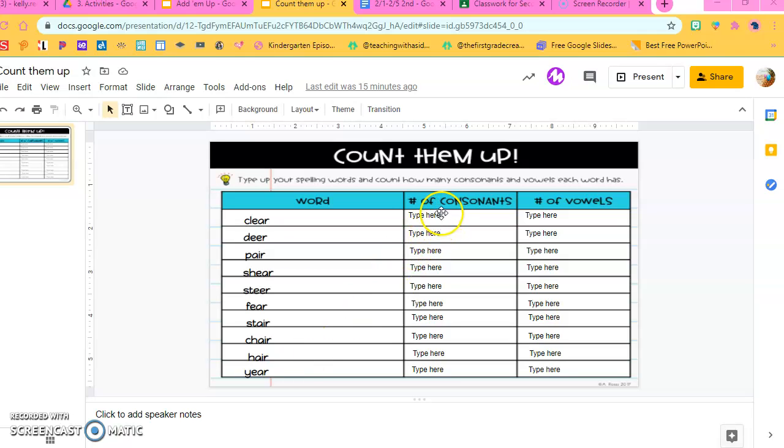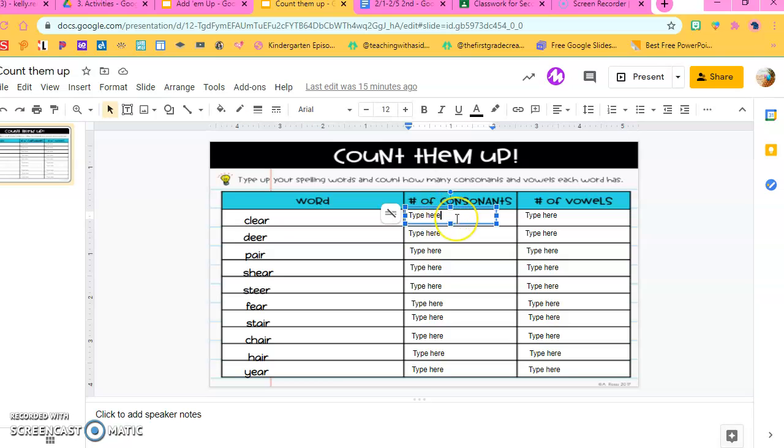The only thing that you are going to do is click and erase, then type here under number of consonants, and then do the same thing under number of vowels. Remember that we have 5 vowels in our alphabet. There's one that is sometimes a vowel. For this, we're going to say that it is not a vowel. So we have 5 vowels, and they are A, E, I, O, U.